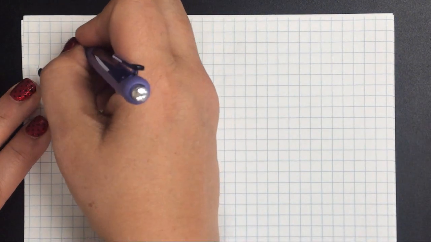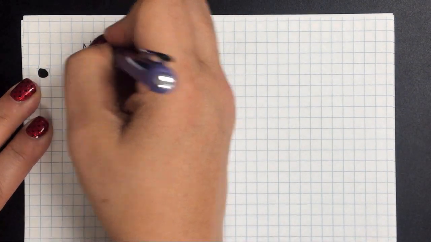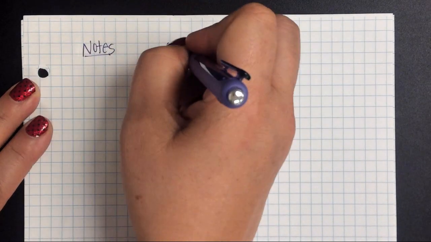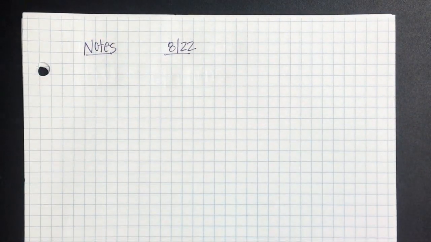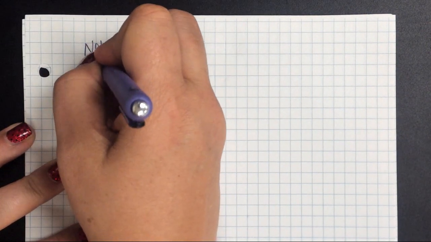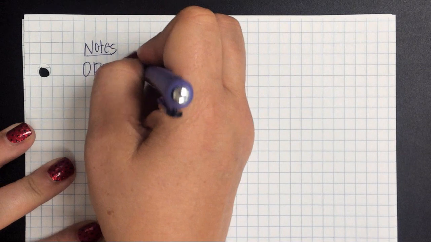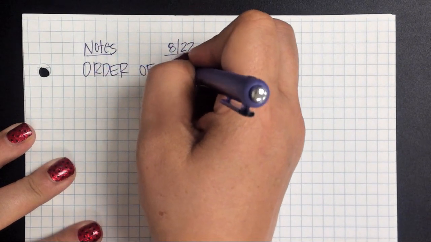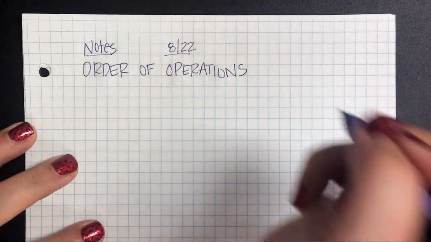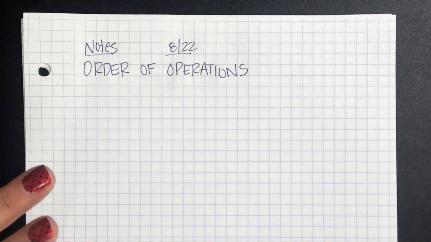At the top of your paper, go ahead and put notes. And today is August 22nd. And we're going to do a quick little review on order of operations. Can somebody tell me in your own words, what does order of operations mean?